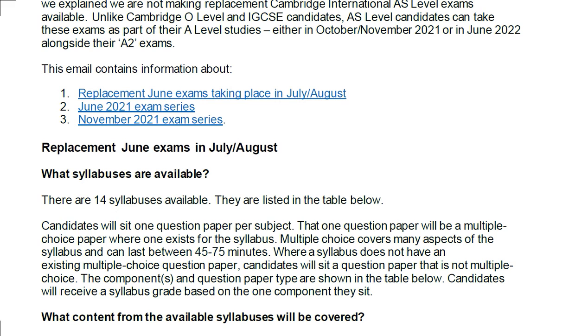So there are some subjects, for example, I teach mathematics, so it was a confusion. We don't have any component that is particularly multiple choice. This document clears all the confusion because it states that one question paper will be a multiple choice paper where one exists for the syllabus. Multiple choice covers many aspects of the syllabus and can last between 45 to 75 minutes. Where a subject does not have an existing multiple choice paper, as I have already told, computer, English, languages, and mathematics, candidates will sit a question paper that is not multiple choice.